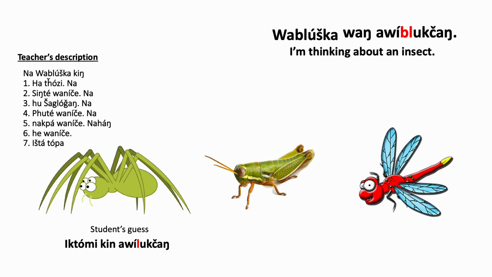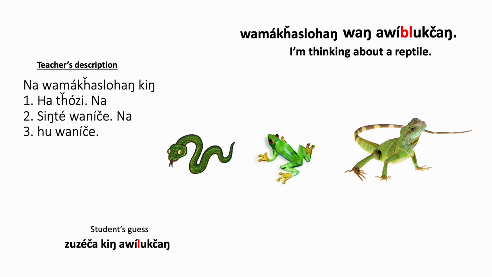It doesn't have horns, because obviously. And then ishta topa. Ishta, eyes, topa. It has 4 eyes. Okay, if they didn't get it by hu shaglocha, so they should know their numbers too. And so the students will say iktomiki awiluksha. Okay, then you can move on to some reptiles.